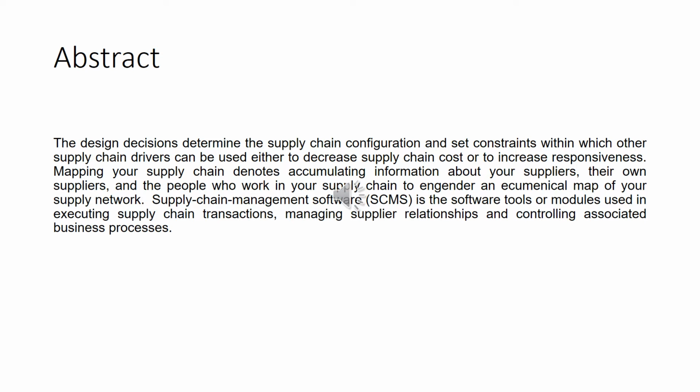Mapping your supply chain denotes accumulating information about your suppliers, their own suppliers, and the people who work in your supply chain to engender an ecumenical map of your supply network. Supply Chain Management Software, SCMS, is the software tools or modules used in executing supply chain transactions, managing supplier relationships, and controlling associated business processes.